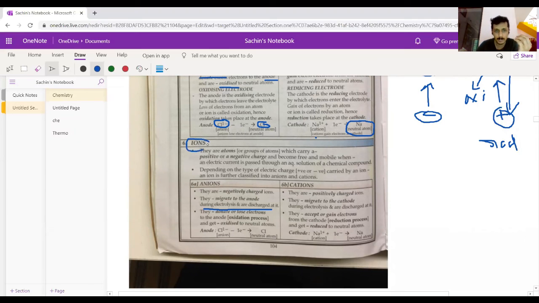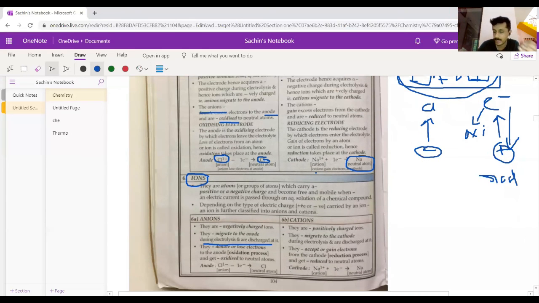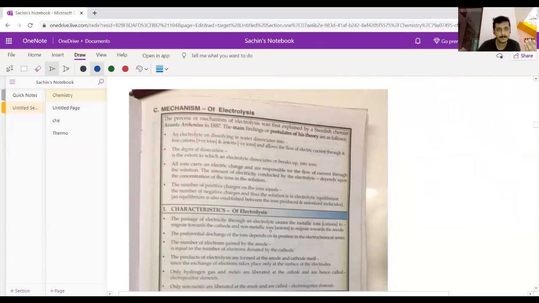And ions we have seen in the previous chapters. We have cations and anions. Cations are formed by losing electrons, and anions are formed by gaining electrons. Where do they migrate? Anions migrate to the anode, cations migrate to the cathode. Cations gain electrons and undergo reduction, and anions give up electrons at the anode and become neutral. That's called oxidation. I hope till now it's clear what is anode and what is cathode.